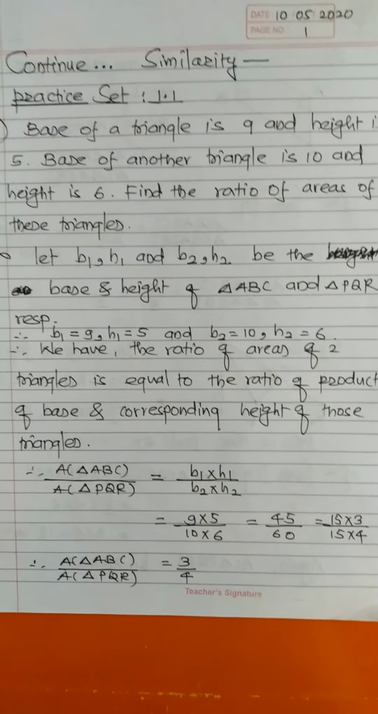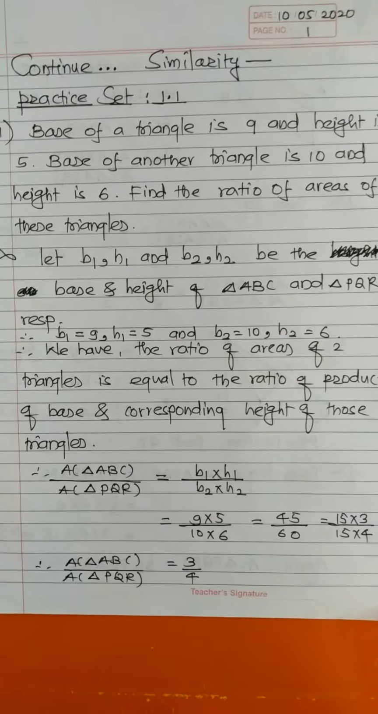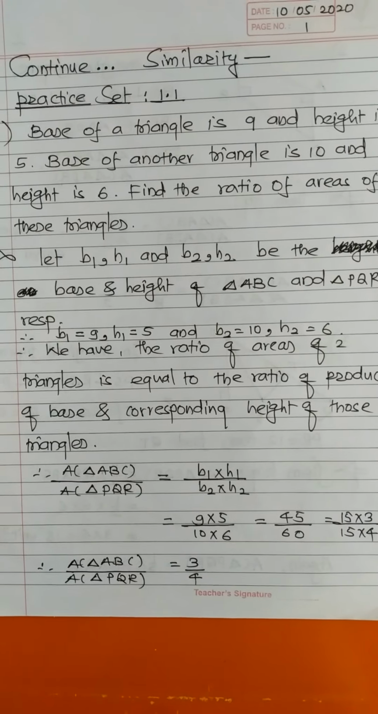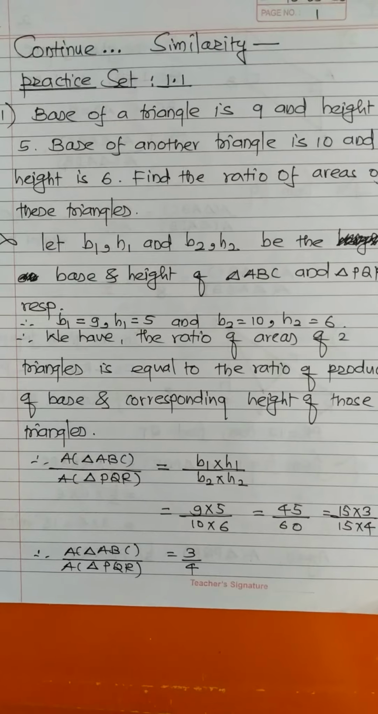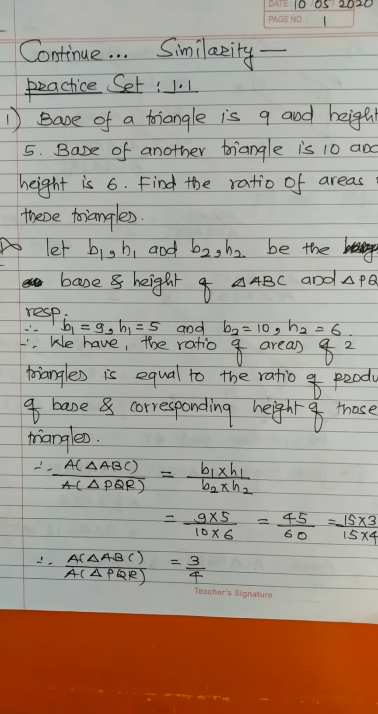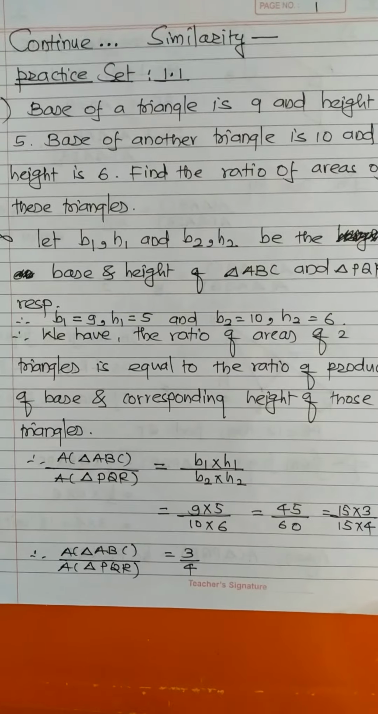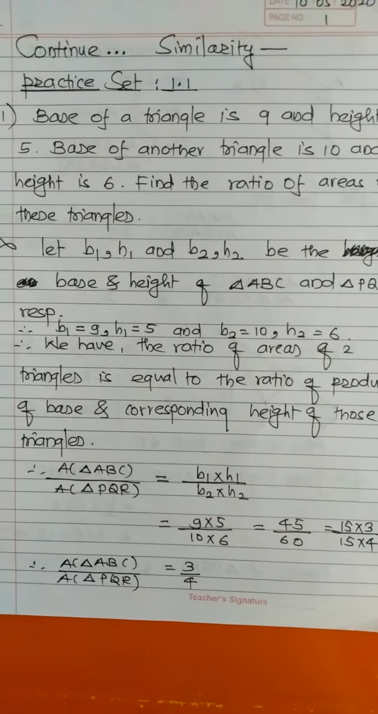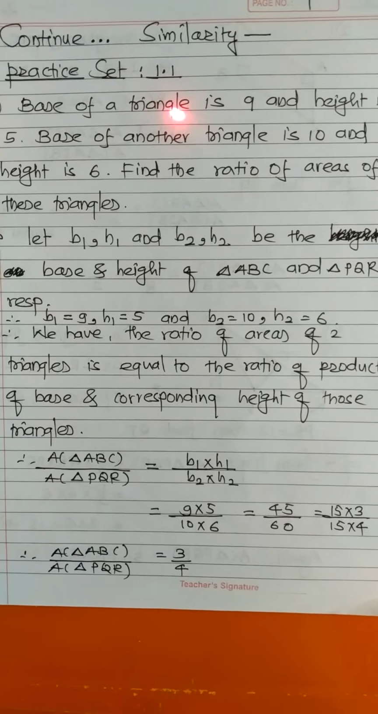Next and second property, triangles of equal base have areas proportional to their corresponding heights. Third one, triangles of equal height have areas proportional to their corresponding bases. So depending upon that, we have to just consider the practice set 1.1.